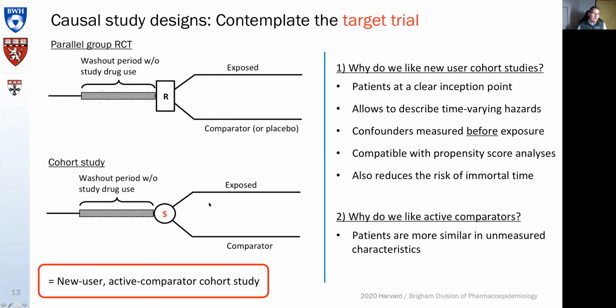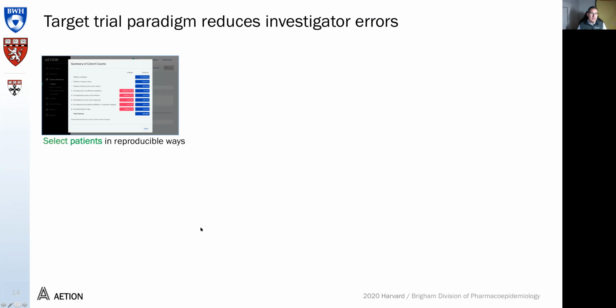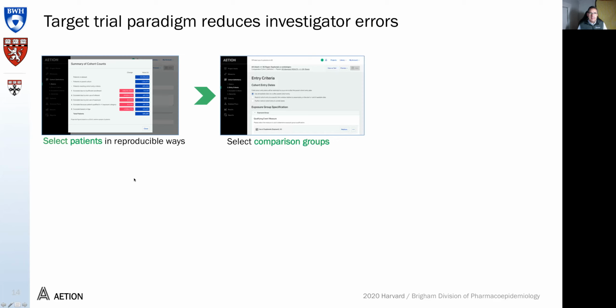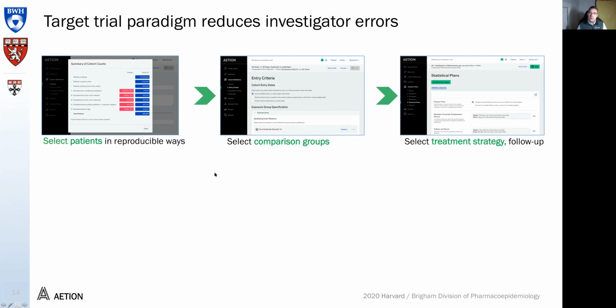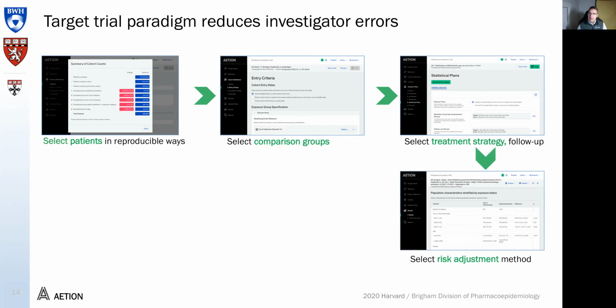This study design is called the new user active comparator cohort study design, with a bunch of advantages that you see on the right side that I'm not getting into here. We need software platforms that help us implement the target trial, not making mistakes and being transparent. We have a software platform here where we select patients in a reproducible way, where we select the comparison groups that we want to use. We select the treatment strategy that we want to study, the follow-up pattern that we are interested in. We select a risk adjustment strategy.